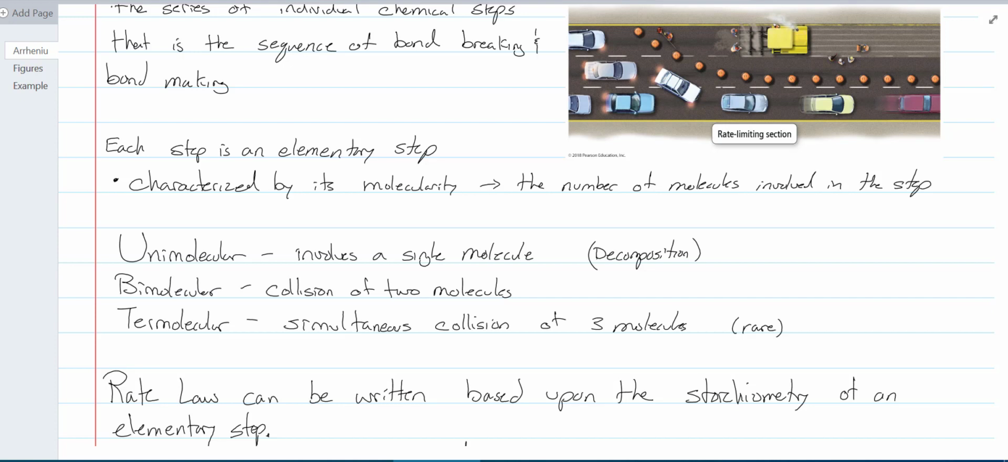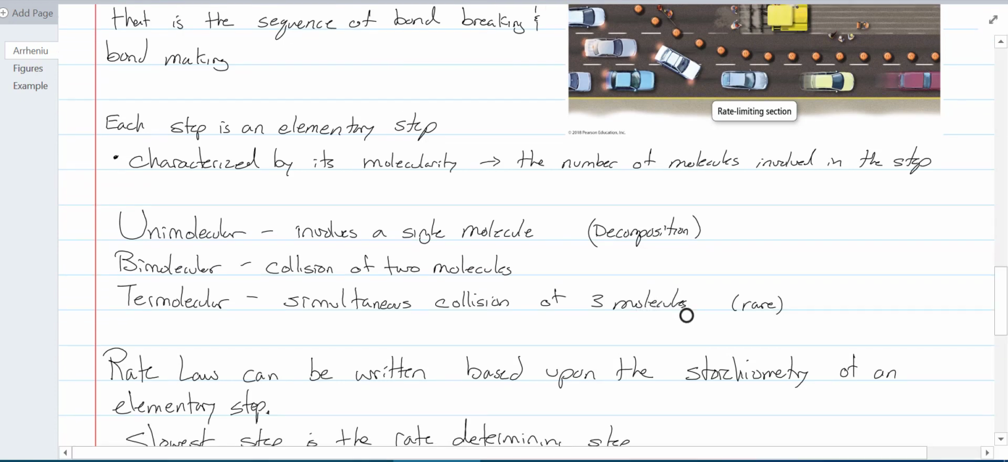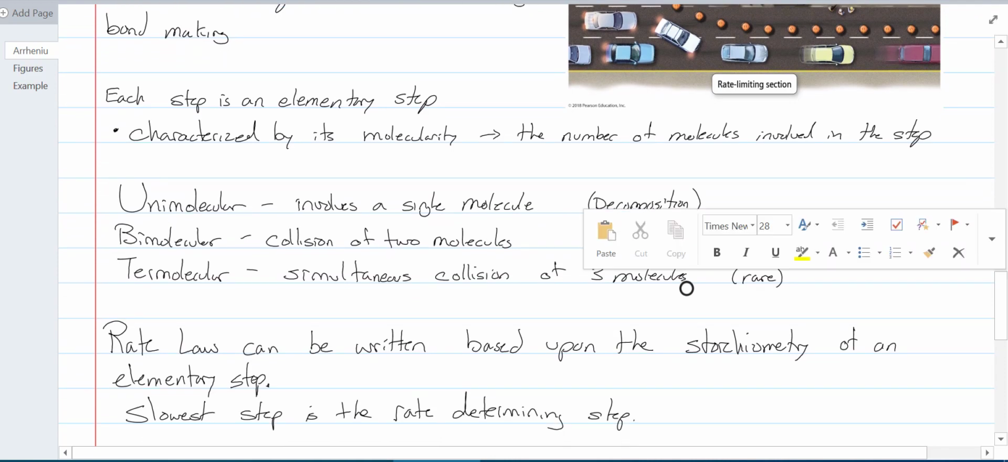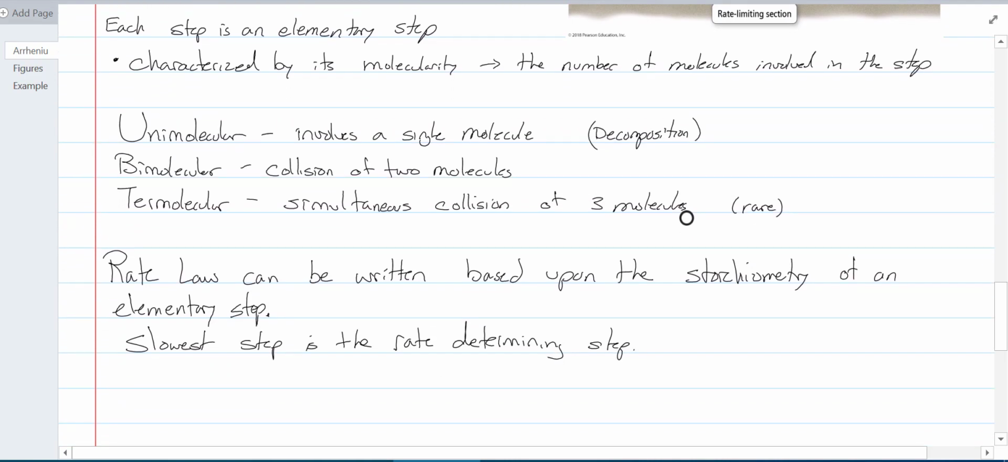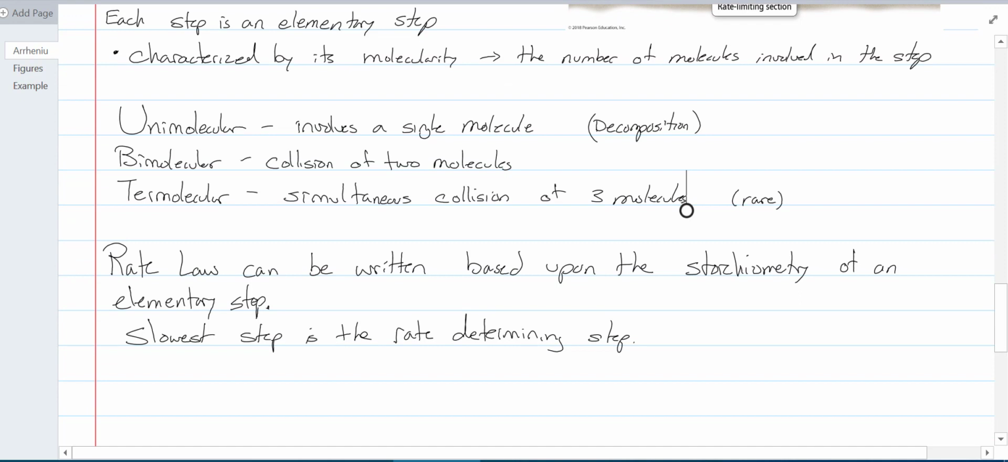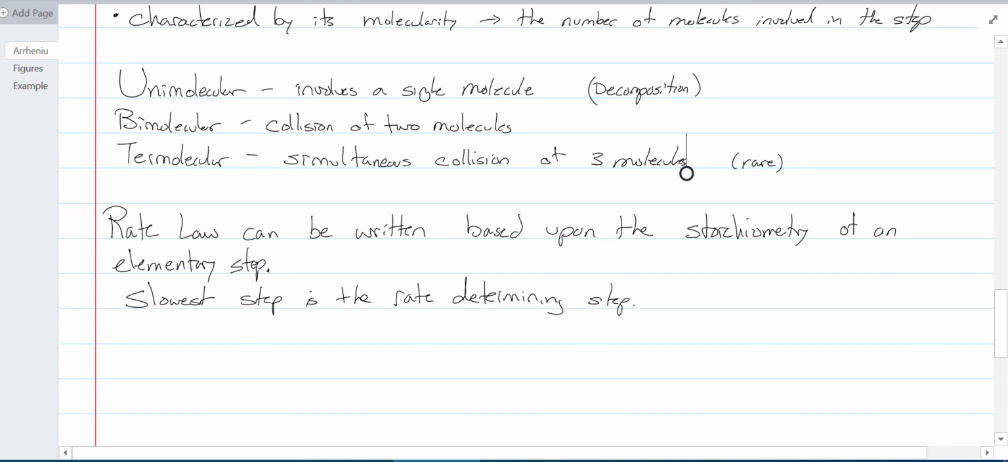So when we have these reactions, we can measure the slow step. A lot of times, the faster steps we can't measure. Sometimes we can cool them down enough and freeze them or whatnot and get pictures of them. But most of the time, the slow step is the only one we can measure. So let's do an example here.